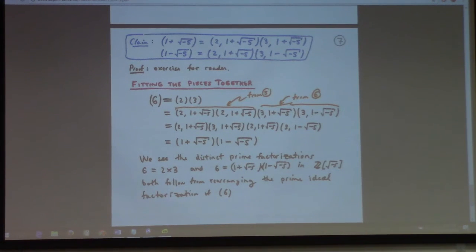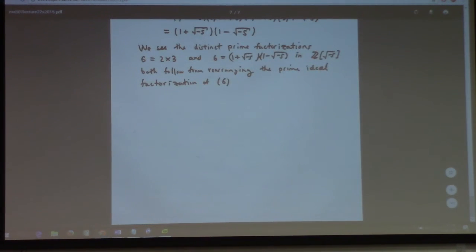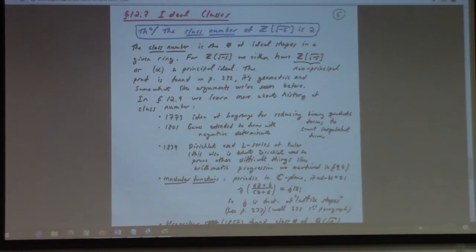I'm only just showing you the start of these things and I should probably shut up about it. Here's the end remarks. So the class number of Z adjoining square root of minus 5 is 2 because there's two kinds of ideal shapes.